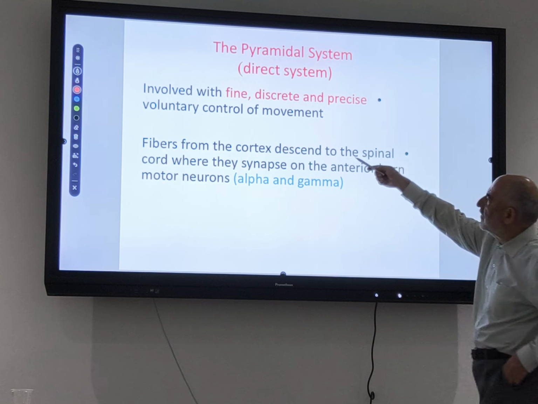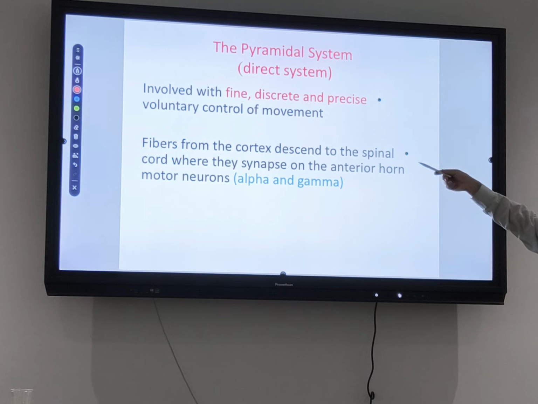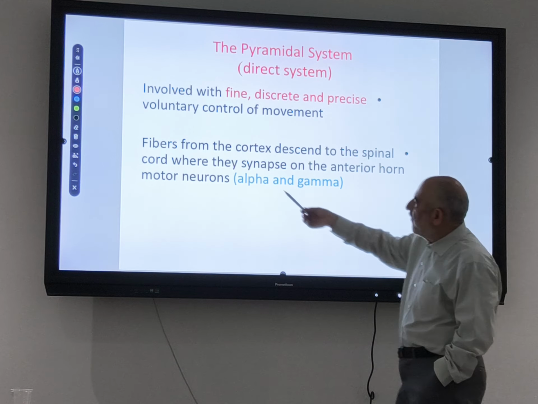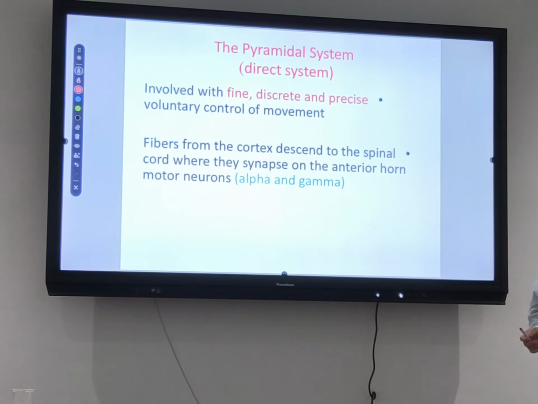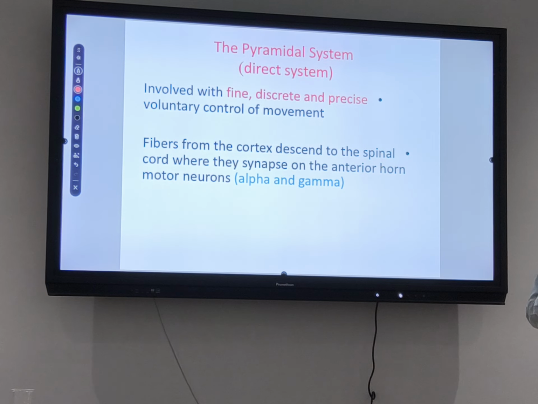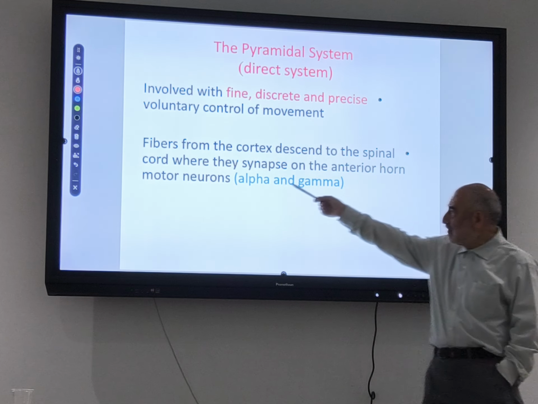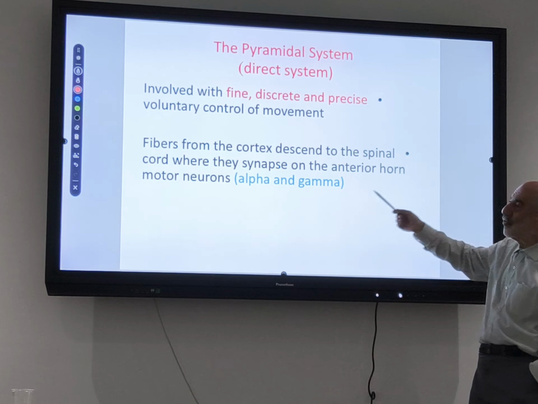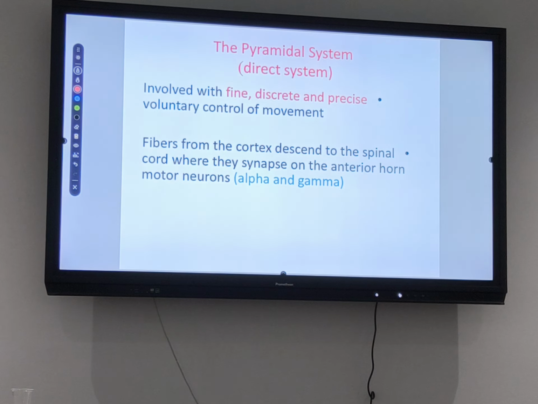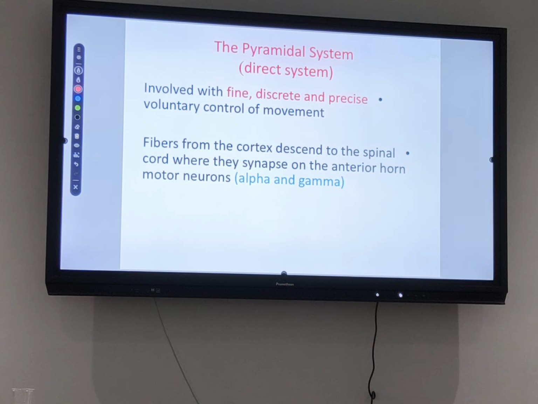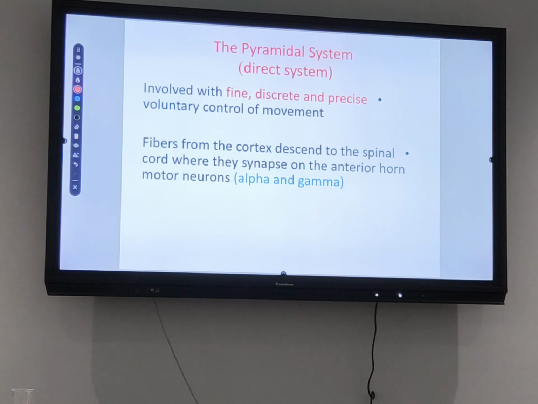So the pyramidal system is involved with fine, discrete, and precise voluntary control of movement. Fibers from the cortex descend, which means nozuli in Arabic. Descend means nozuli; ascend means suʿud. They go to the spinal cord, where they synapse on the anterior horn motor neurons. As I told you previously, we have two kinds of motor neuron: alpha motor neuron and gamma.